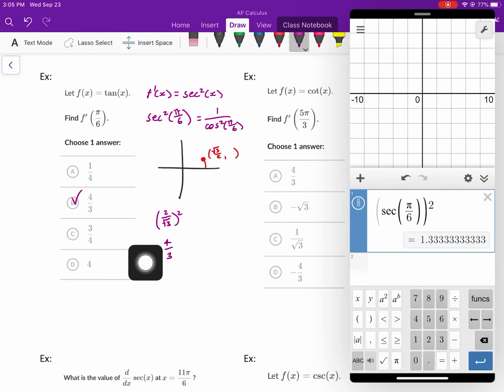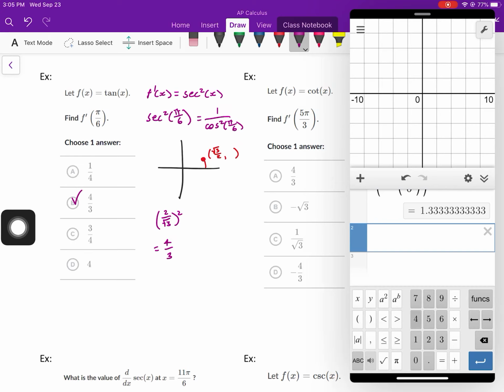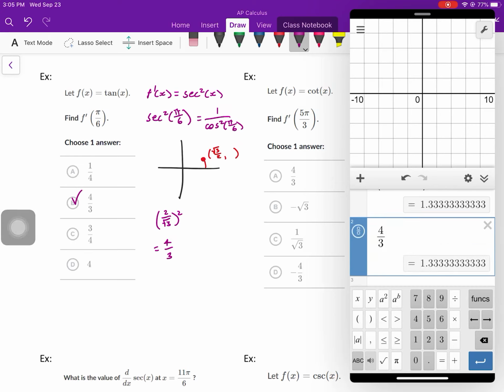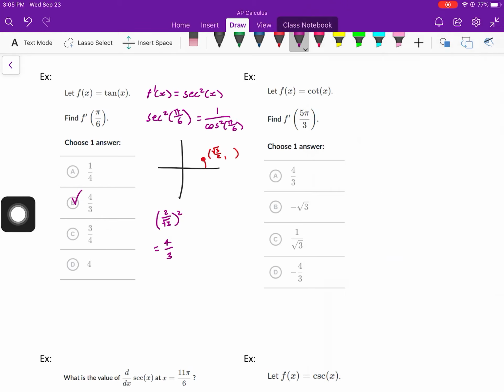Squared is 1.3333. Now we know that's not 1/4, but you could just type in the fraction until you get one to match it. 4 divided by 3 is also 1.333. So you know it's going to be that. That would be the same thing. So that's how I would recommend you do it.